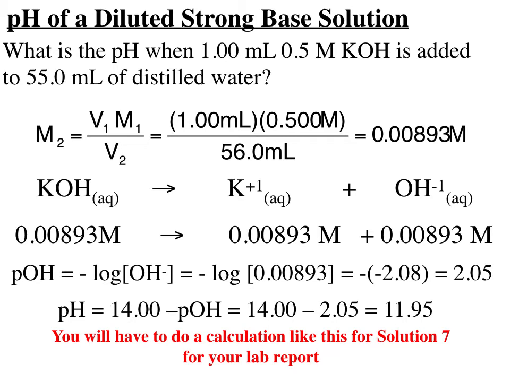Now remember, in a basic solution, you're going to expect the pH to be above 7. In an acidic solution, you're going to expect the pH to be below 7. So this is a calculation like you will do for solution 7 in our lab today.